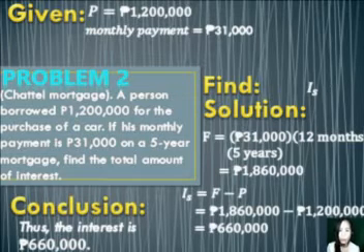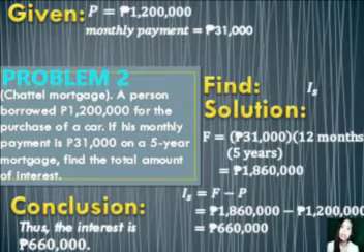We are asked to find the total amount of interest. Now, how are we going to solve for it? It's very simple. You will just multiply the monthly payment, the number of conversion periods in a year, and the time, which is 5 years. So multiplying 31,000 pesos times 12 months and 5 years, the result is 1,860,000 pesos. That is the total amount of money that he will pay after 5 years.